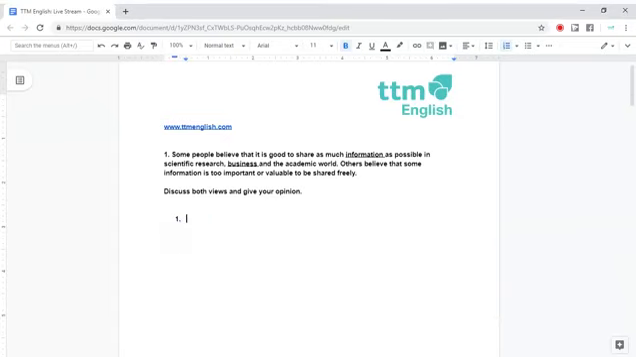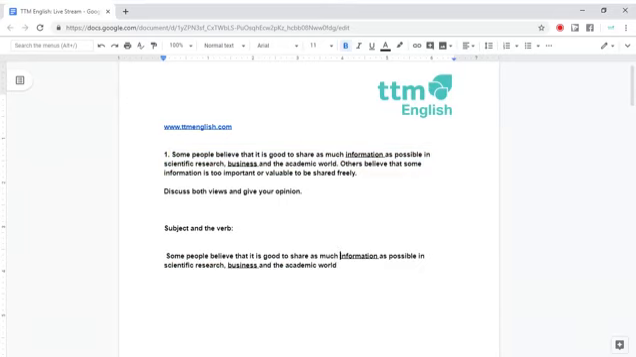Well, basically, the best way to do this is this. Look for the subject and the verb in the first sentence, right? So if we take: Some people believe that it is good to share as much information as possible in scientific research, business, and the academic world, we take that sentence.